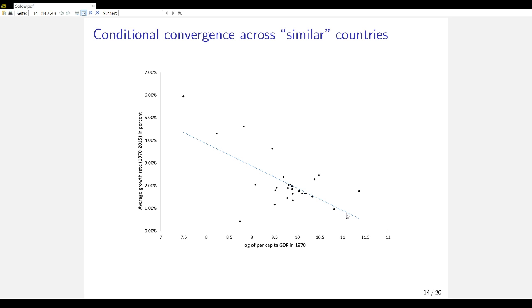If you do the regression, it's also significantly different from zero. And that means that across these rather similar countries, convergence indeed takes place. The countries that are poorer initially were associated with a higher growth rate of per capita GDP over the next 45 years in this context.